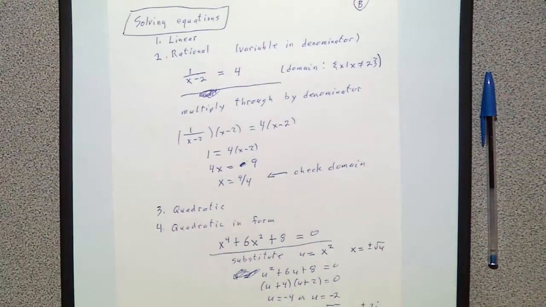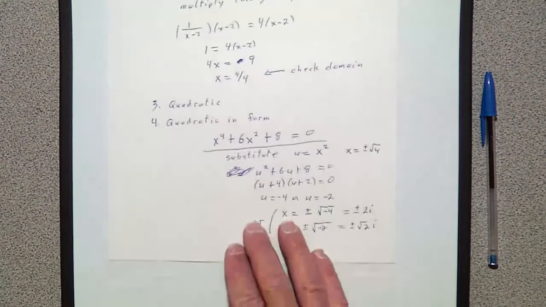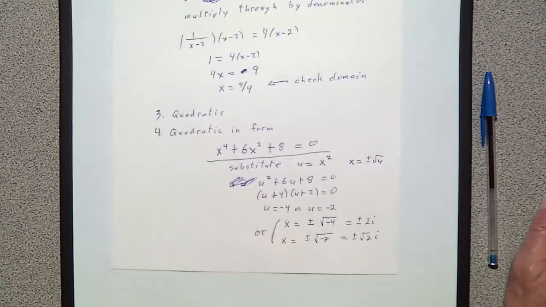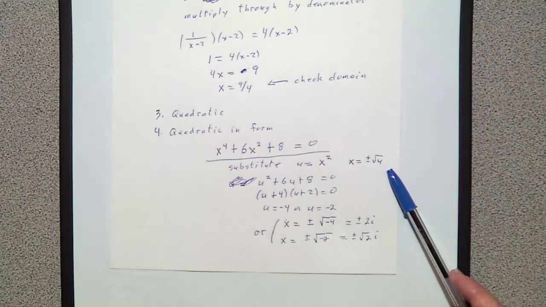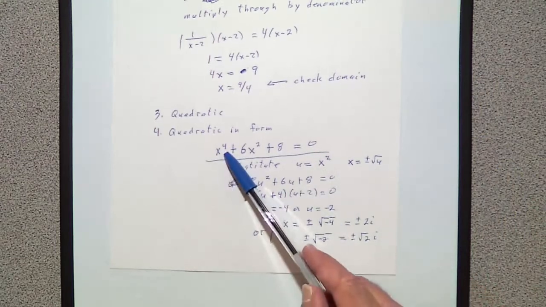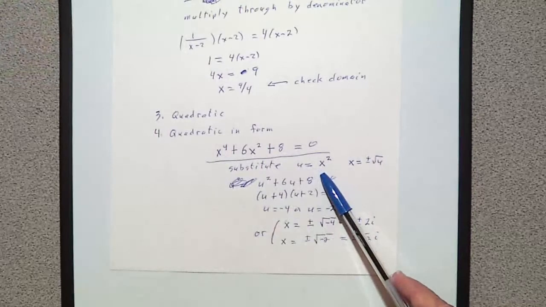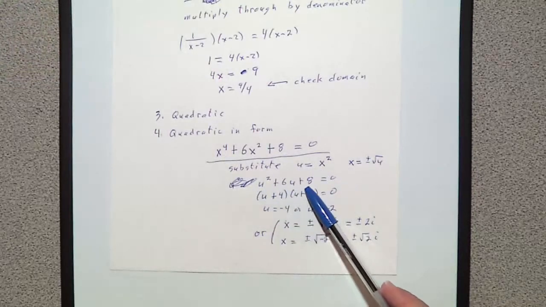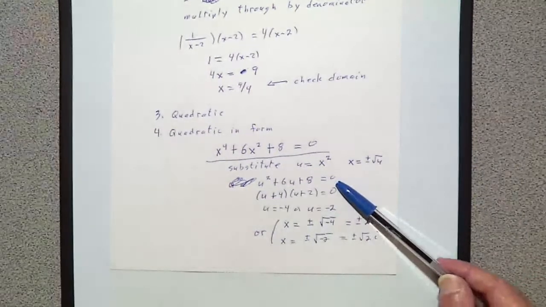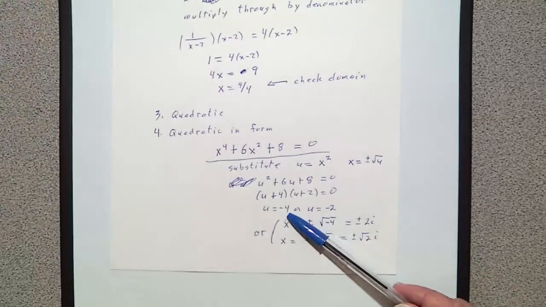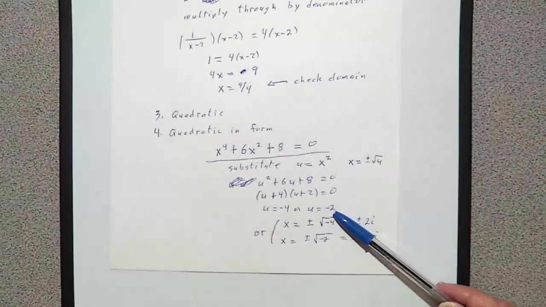Then there's quadratic. Well, if all else fails, you can use the quadratic formula. And then there's what's known as quadratic in form, where you make a substitution and it's quadratic. So here we take u to be x squared, which means x is plus or minus the square root of u. Now x to the fourth, that's x squared squared or u squared. U squared plus 6u plus 8 is 0. That's quadratic. You can solve by factoring or quadratic formula. U is -4 or u is -2.